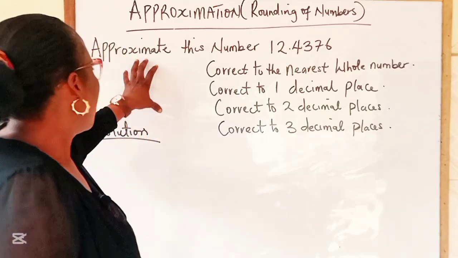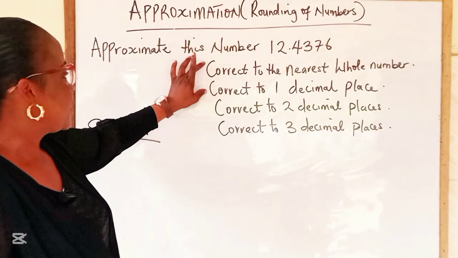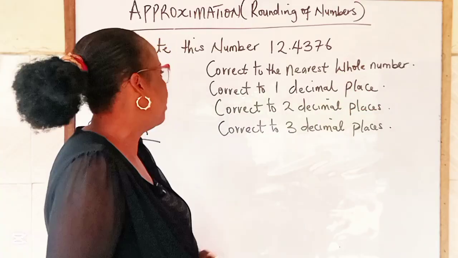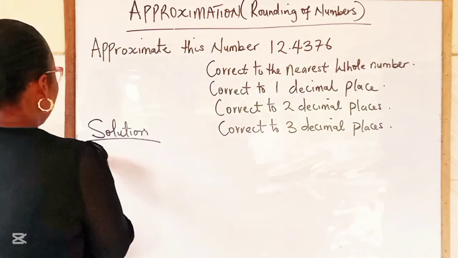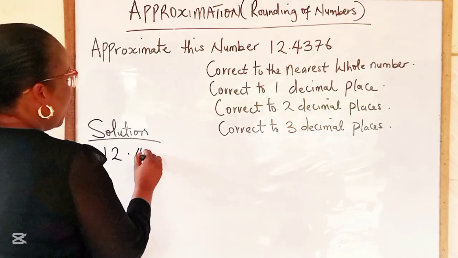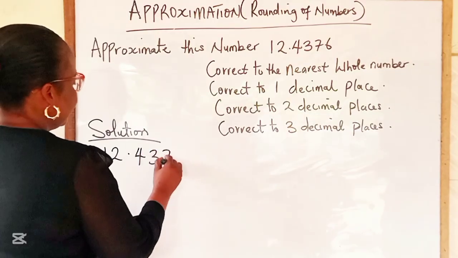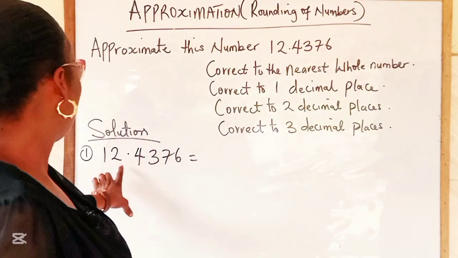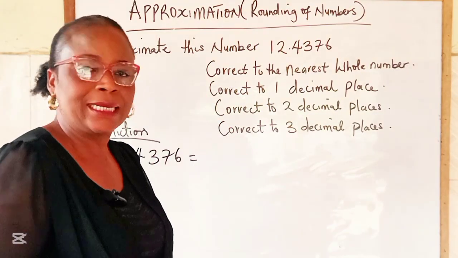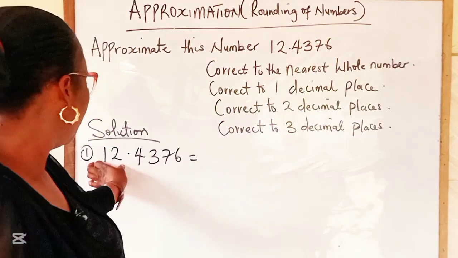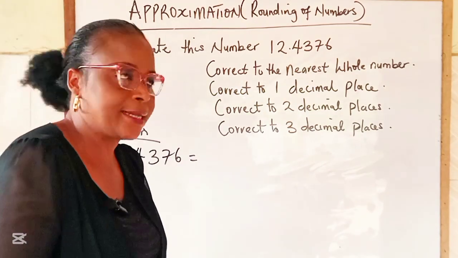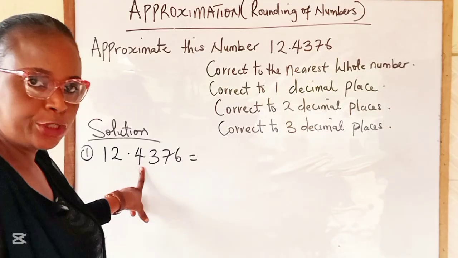Okay, let's go. The first one we are going to look at, we are going to correct this number to the nearest whole number. The first one is 12.4376. Look at what we have here. Remember I told you in our previous class, this is our whole number, we have our decimal point, and this is our fractional part. We look at the number that is following 12.